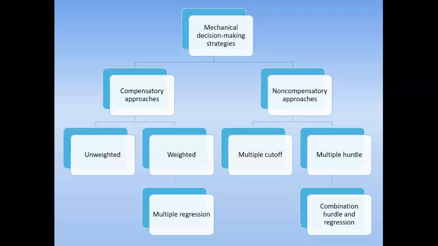There are two kinds of non-compensatory decision rules: the multiple cutoff and the multiple hurdle. The main difference between these two is the sequence of the process. We'll get into this further as we go.